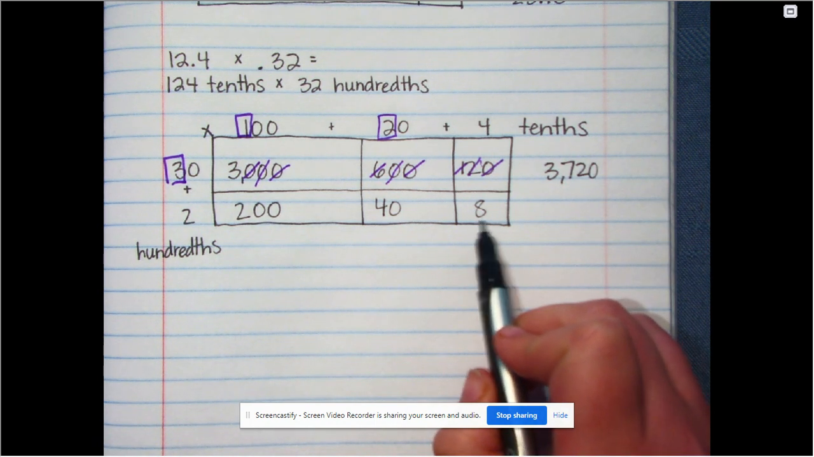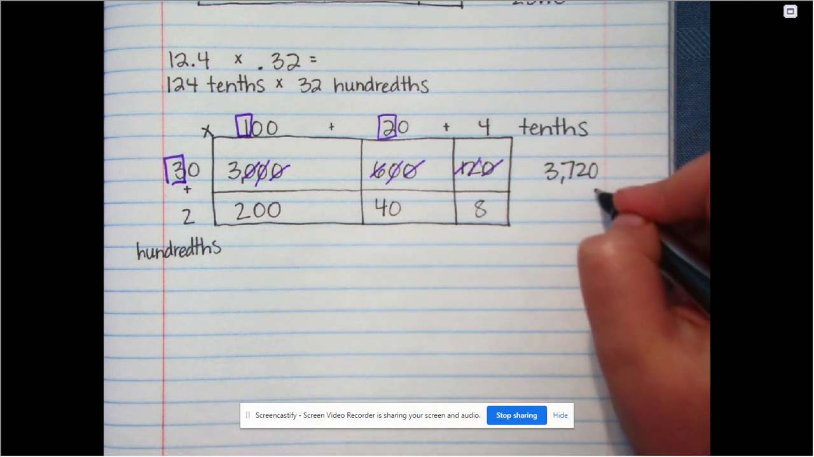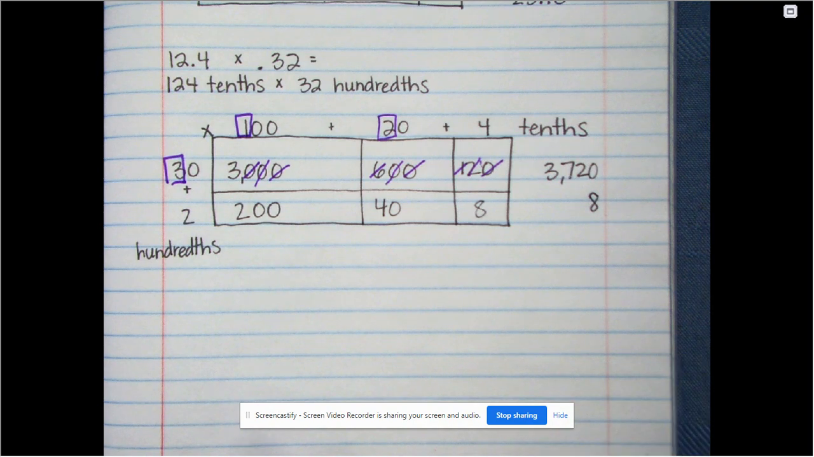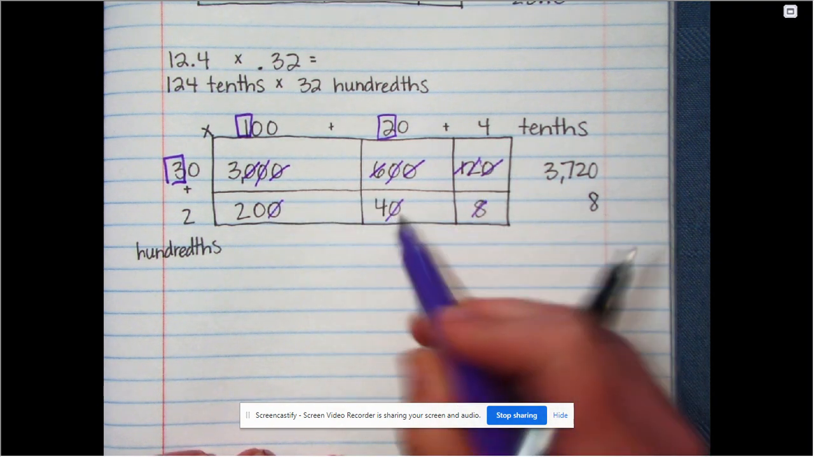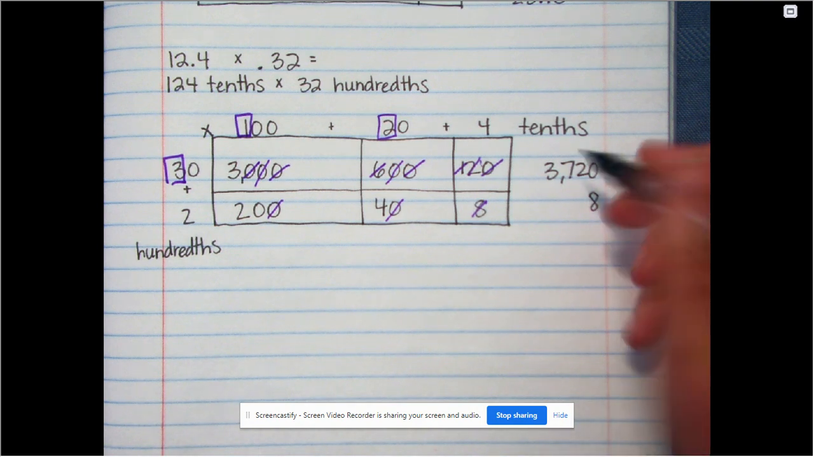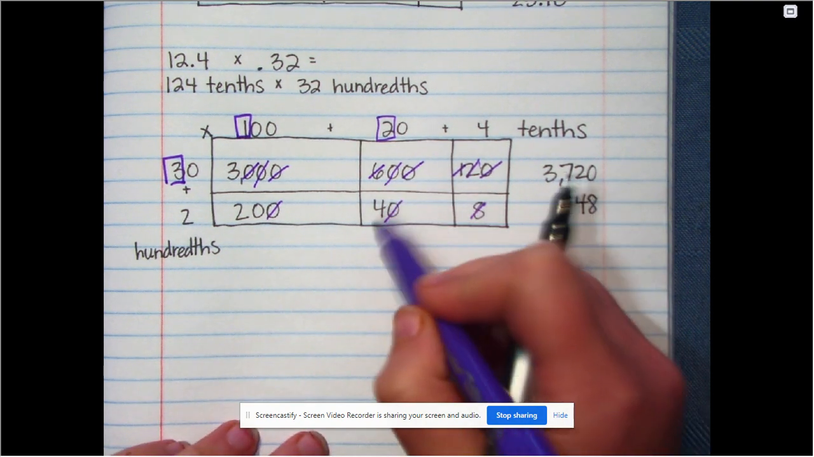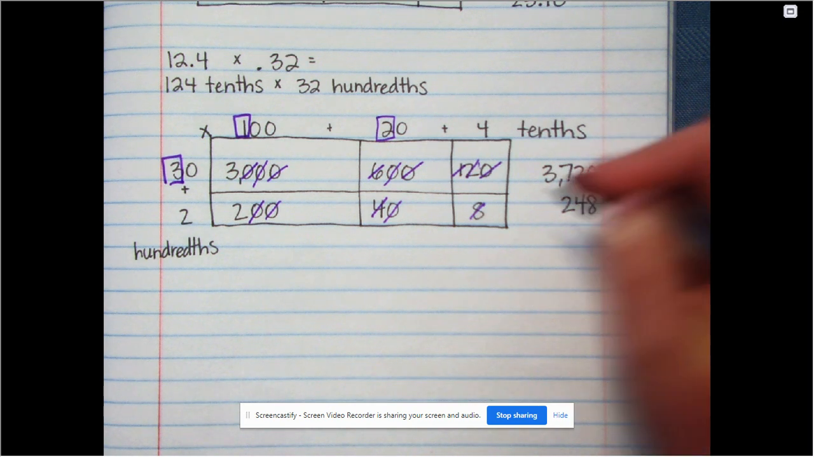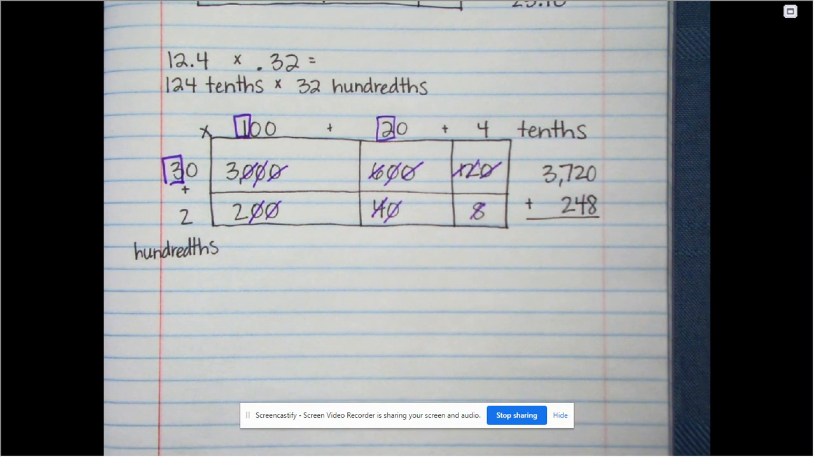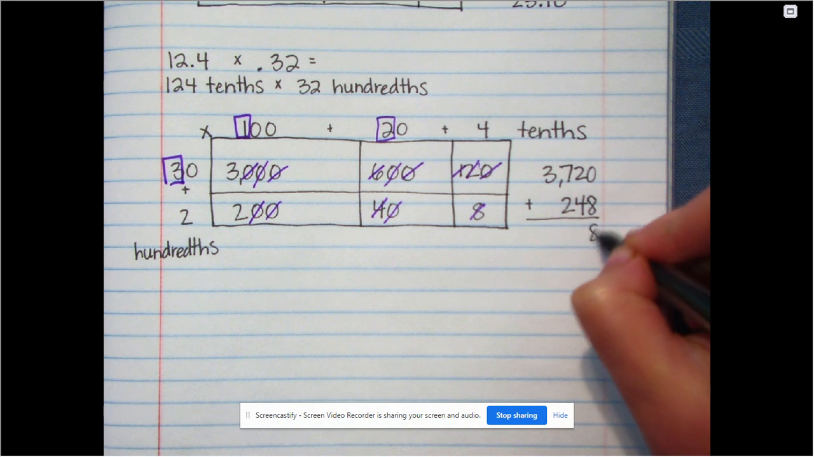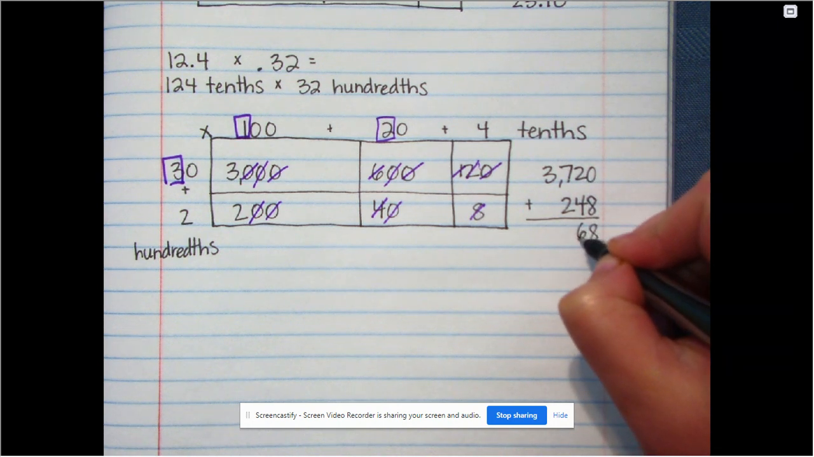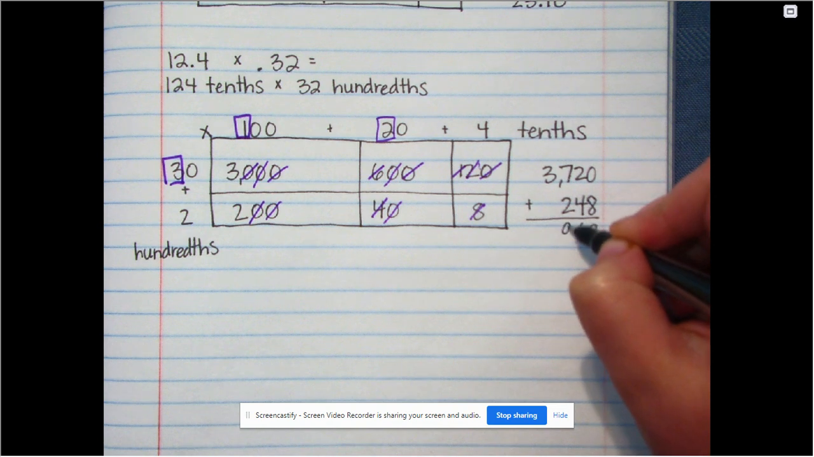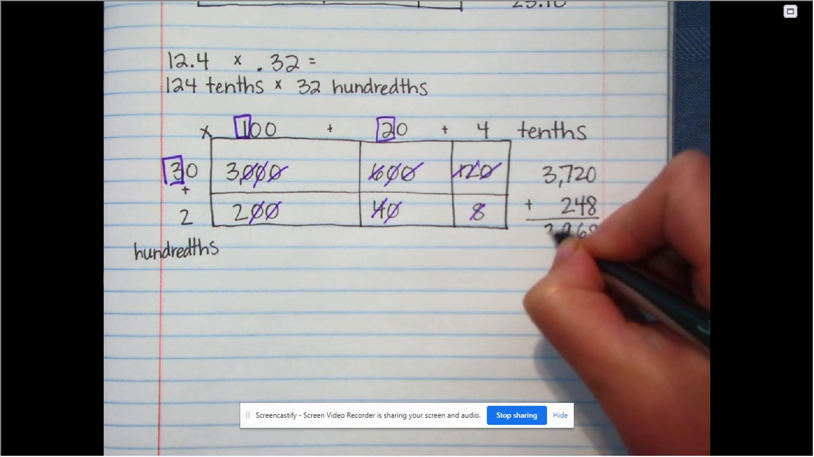And now our ones place down here, we have 8, 0, 0. It's going to be 8. Then we have 4 and 0 in the tens place. It's 4. And then 2 in the hundreds place. Okay, so we're going to add those up to find out what our partial products are, or what our unit form answer will be. So 0 plus 8 is 8. 2 plus 4 is 6. 7 plus 2 is 9. And 3 plus 0 is 3.